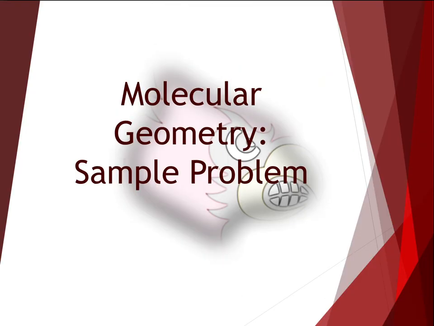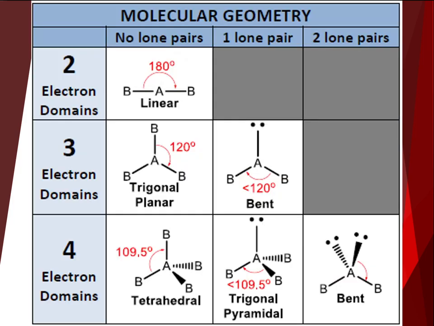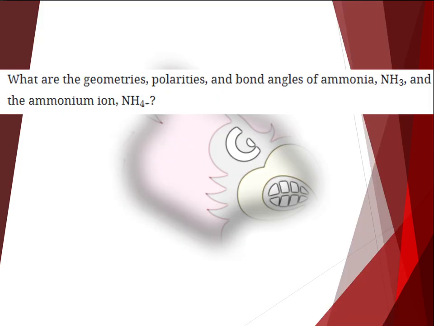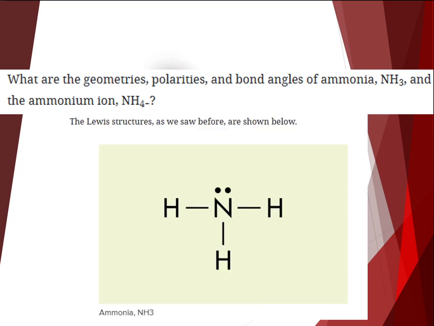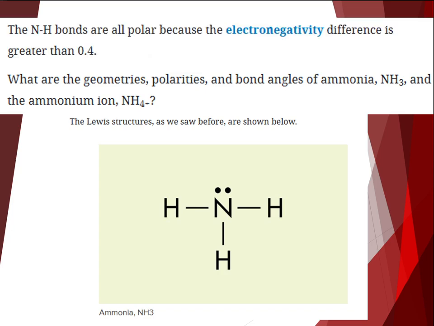Let's take a look at a sample problem. This chart, among many others, shows the possible molecular geometries that compounds can show and the resulting Lewis structures. These geometries are governed by VSEPR theory and bond angle. So, what are the geometries, polarities, and bond angles of ammonia, NH3, and of the ammonium ion, NH4+? Well, the Lewis structure, as we saw before, is shown on the screen here.